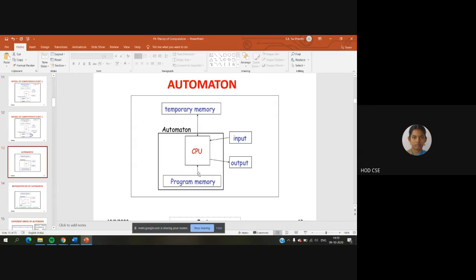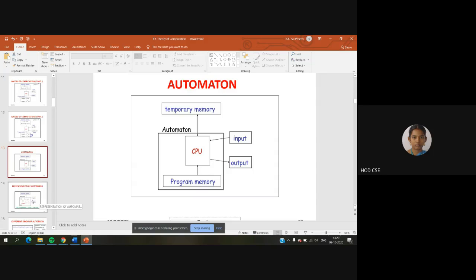So the very essential parts are the CPU and program memory, because the CPU performs the operation and the program memory gives the instruction on how the operation is performed. That important part we call the automaton. The others, input, output, and temporary memory, are the auxiliary parts needed to do the computation, but the very essential parts are the CPU and program memory.